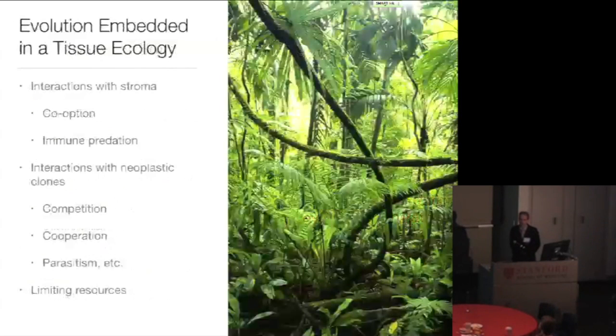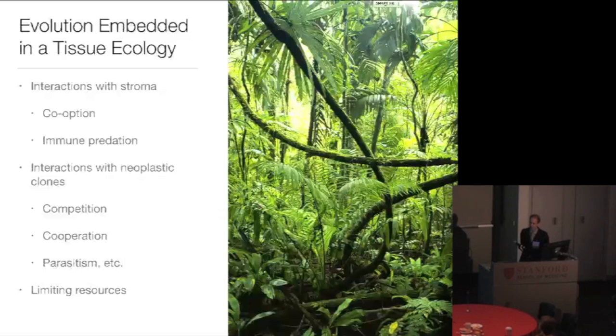Another important point is that all these evolutionary processes are happening in the complex ecology of the tissues. So there are important interactions with the stroma, and we see co-option of different stromal cells, the fibroblasts, the macrophages, et cetera. And we also see, of course, immune predation. We see interactions, both positive and negative, for the tumor with the immune system. And then there are also interactions, of course, between the clones.